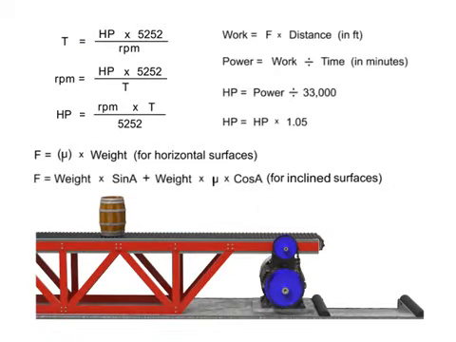The relationships among horsepower, speed, RPM, work, power, and force allow technicians and system designers to determine the appropriate characteristics of motors, cylinders, and other fluid system components required to operate any system.